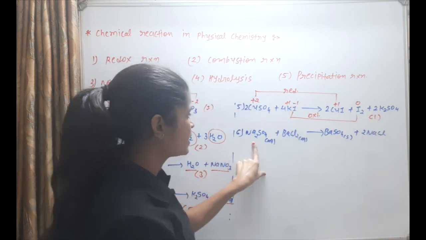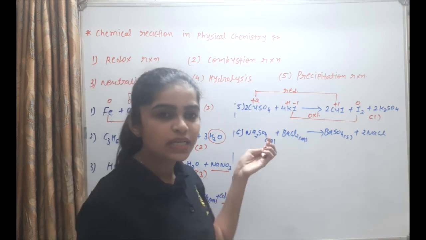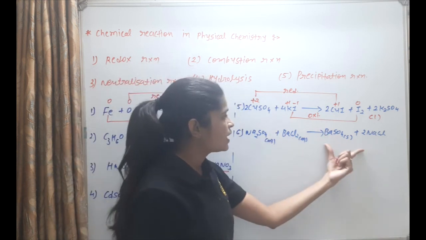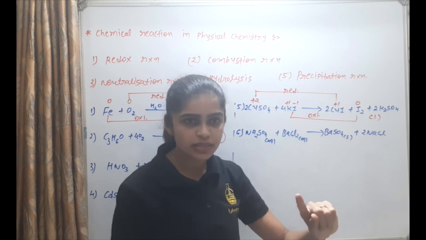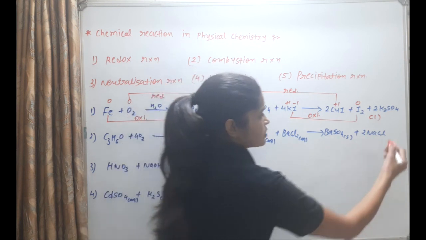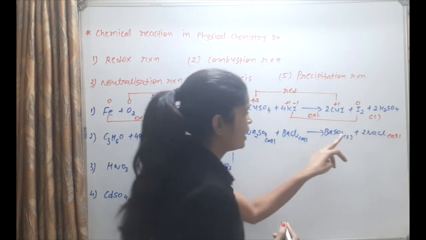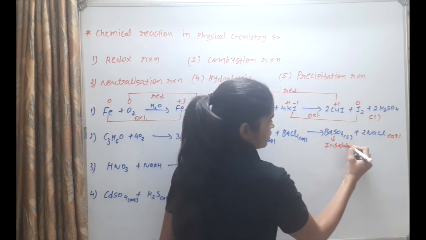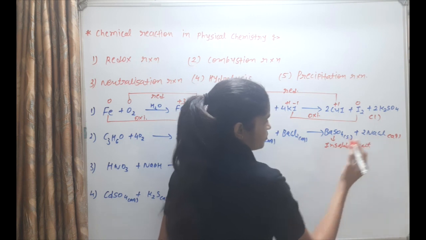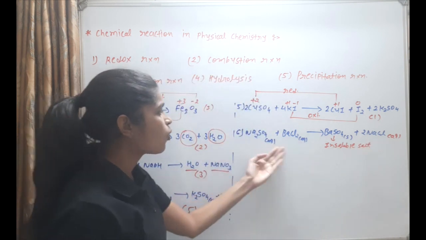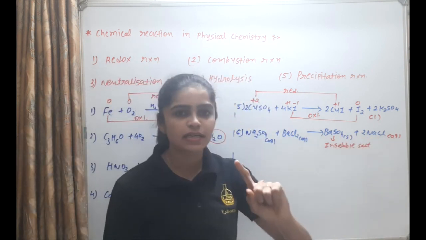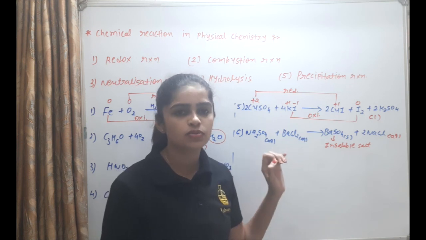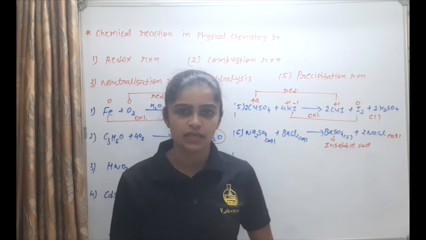Next is Na2SO4 in the aqueous state, BaCl2 in the aqueous state, BaSO4 in the solid state, and this is also in the aqueous state. The solid state means the insoluble salt. Anywhere all the states given are aqueous and one is in the solid state, this reaction is always a precipitation reaction.